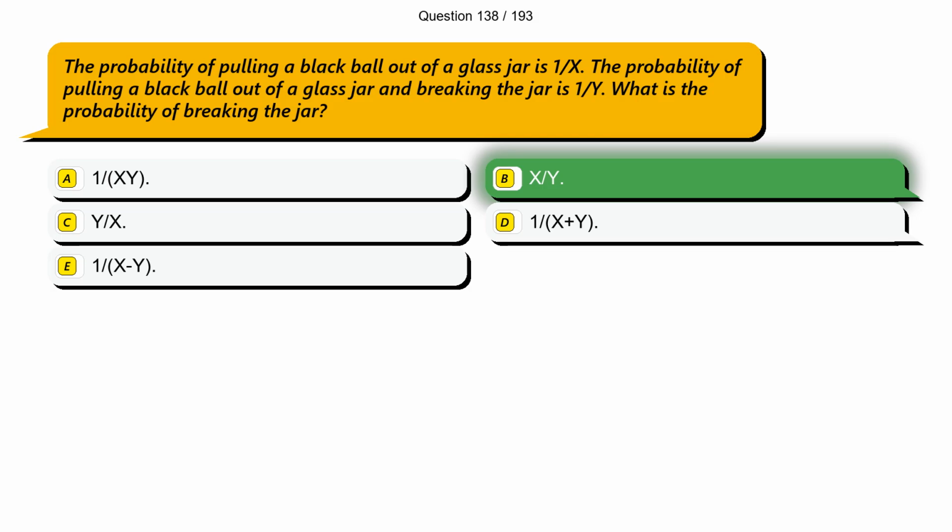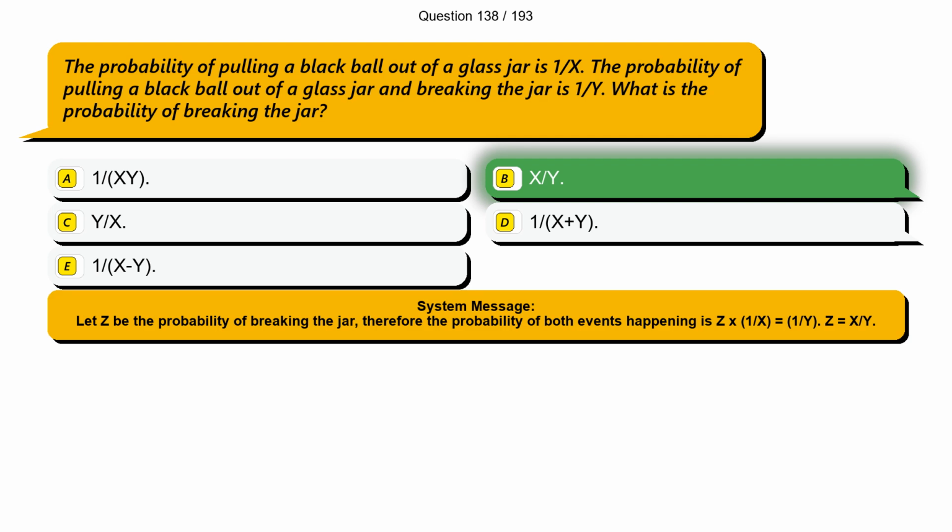The correct answer is option B, x/y. Let Z be the probability of breaking the jar, therefore the probability of both events happening is Zx, 1/x equals 1/y, Z equals x/y.